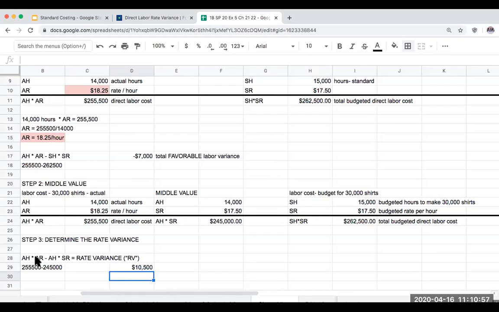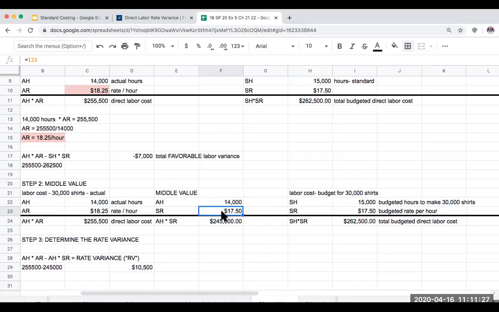Why am I calling this the rate variance? Look at the equation. The actual hours are remaining constant. When I do that, I'm able to identify where the rate variance is coming from. So right here, I paid, and again, is this favorable or unfavorable? I don't know. What did I actually pay per hour? I paid $18.25 per hour. How much should I have paid per hour? $17.50.